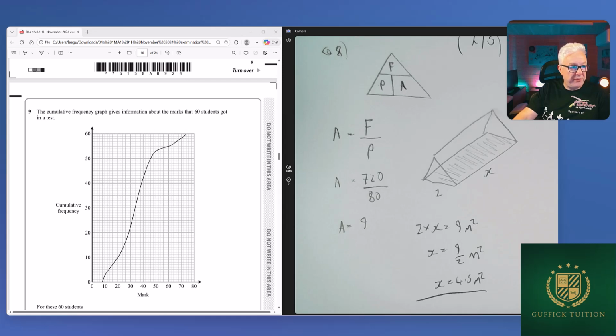Question 9. The cumulative frequency graph gives the information about the marks that 60 students gained in a test.